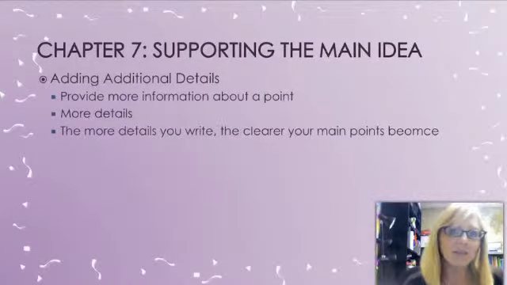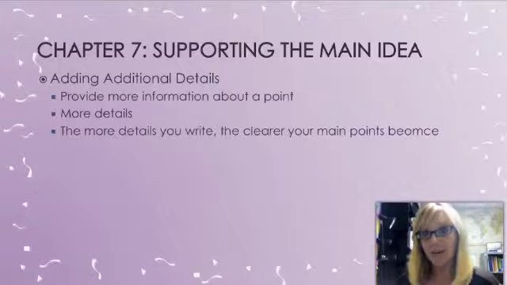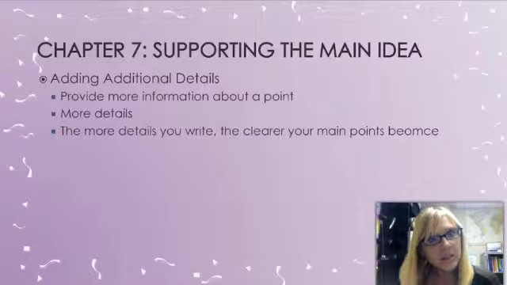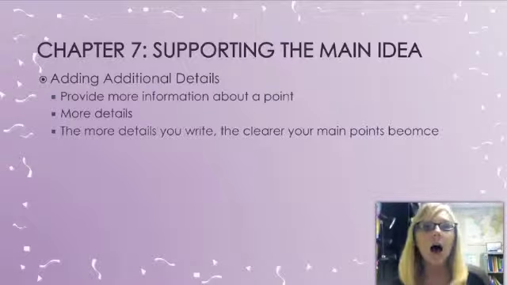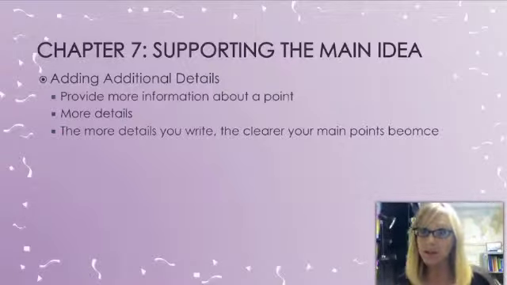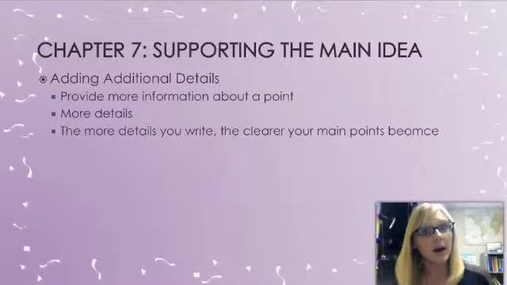Now, let's move on to Chapter 7. Chapter 7 was all about different ways to support our topic sentence or our main idea. So the first way that we talked about was providing additional details. So providing more information about a point. Now remember, the more details that you write to explain your ideas, the clearer that your main points become.